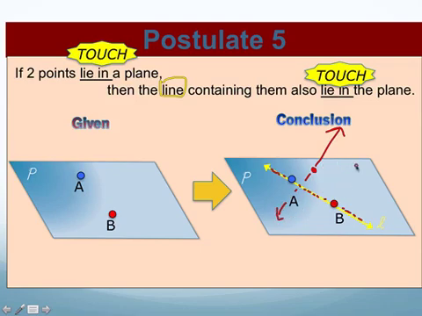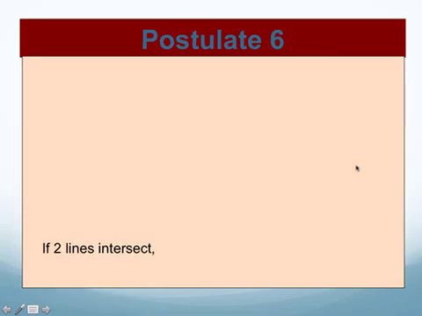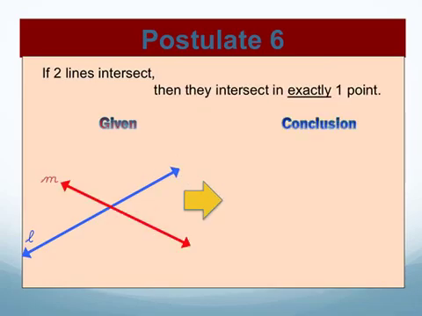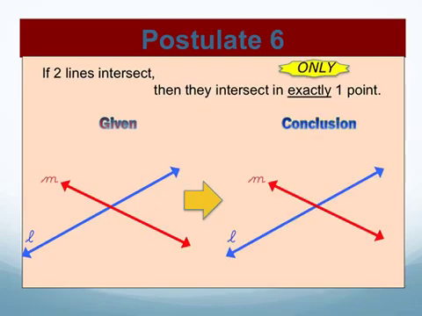Okay. Next, postulate 6 says if 2 lines intersect, then they intersect in exactly 1 point, or only 1 point. That kind of makes sense. Imagine you have 2 rulers. You make them meet. Where do they meet? Just that one place, right? They don't meet in 2 places, not 3 places, not 0 places, 1 place. So exactly means only 1 place, or 1 point.